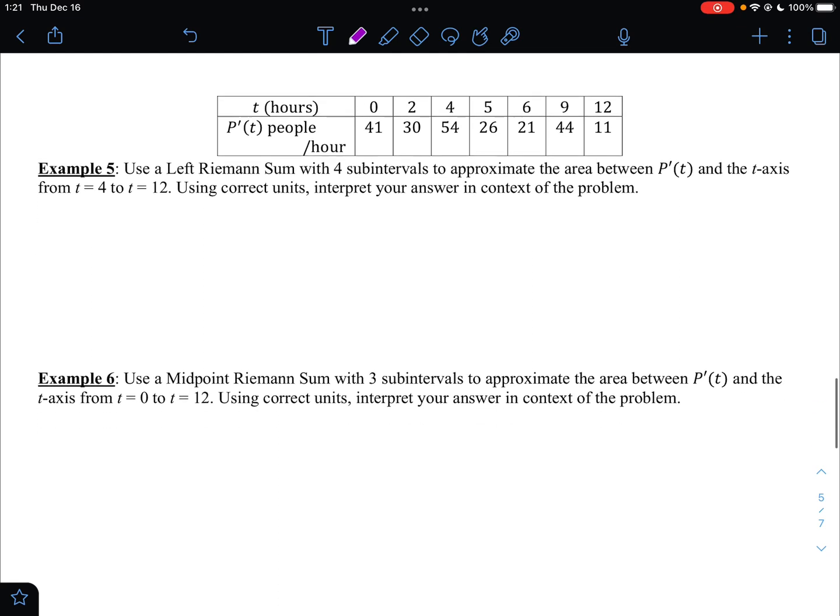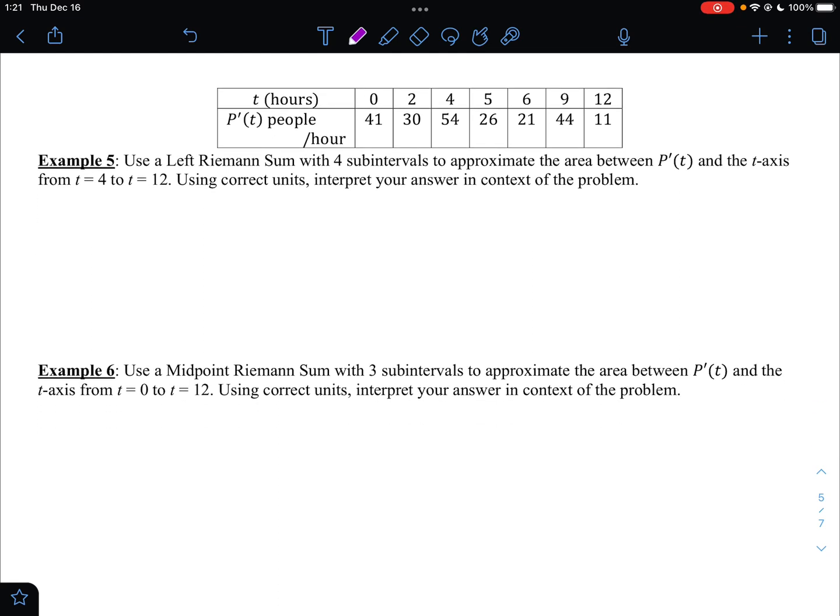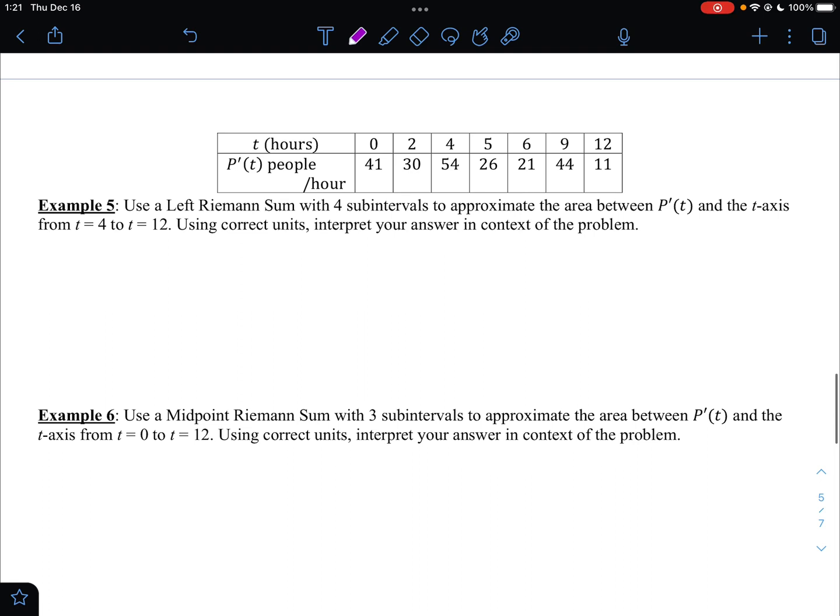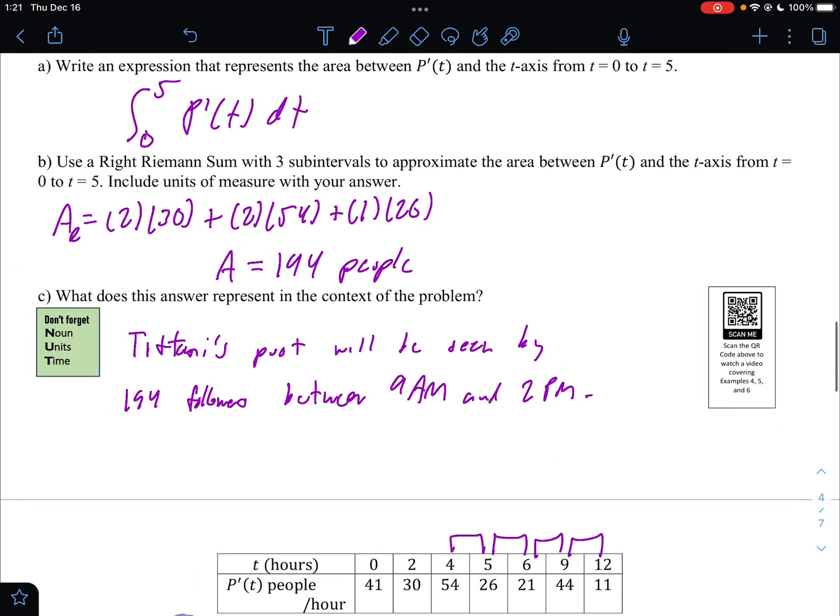All right, question 5, same problem, same table, but now we're going to use a left Riemann sum with 4 subintervals to approximate the area between p prime from t equals 4 to t equals 12. So 4 subintervals: 1, 2, 3, 4. Those are your 4 rectangles, using leftmost heights. So our area approximated by a left Riemann sum, and we should have put the right Riemann sum here. And again, these are approximations.